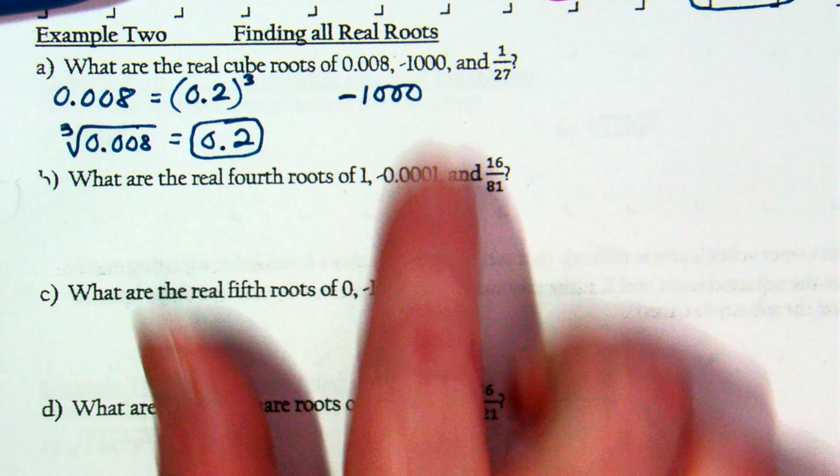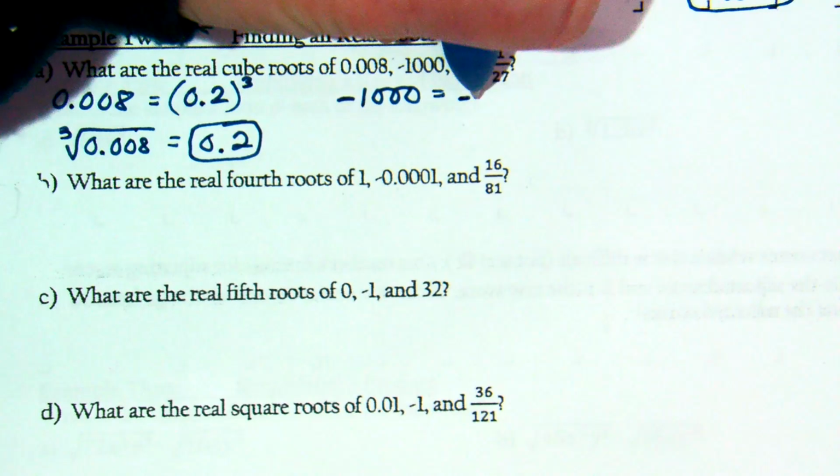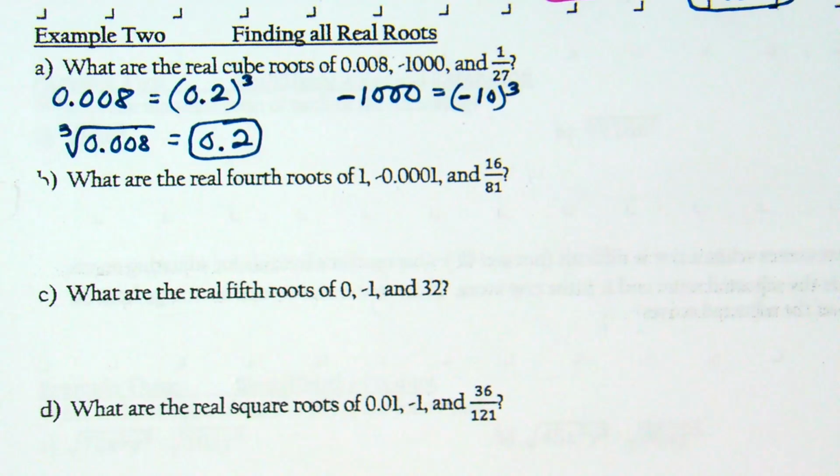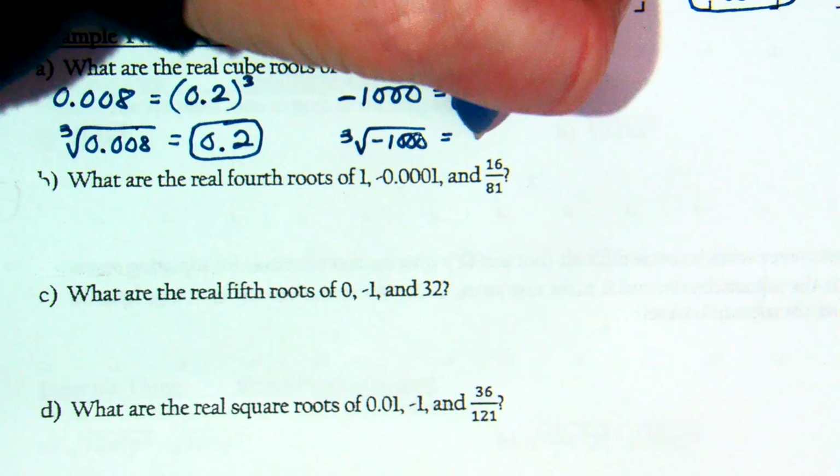What's the cube root of 1? That's going to be 1. Add a 0 here. Now, what about negative? In order to get negative 1,000, you would have to have negative 10, yes? So keep in mind, you can do a cube root of a negative. It'll just give you a negative answer. So the cube root of negative 1,000 is negative 10.